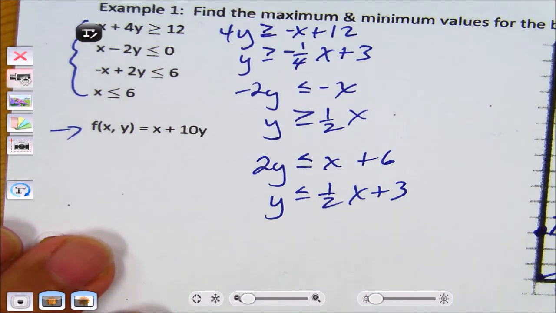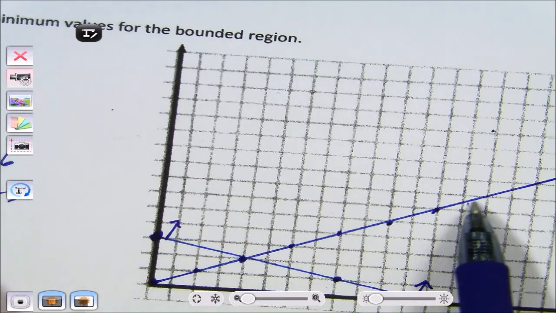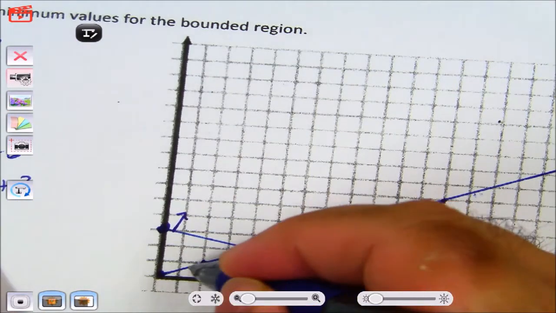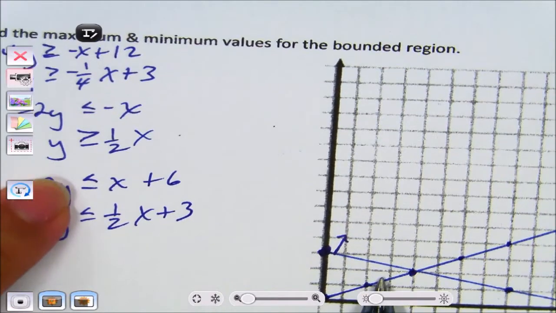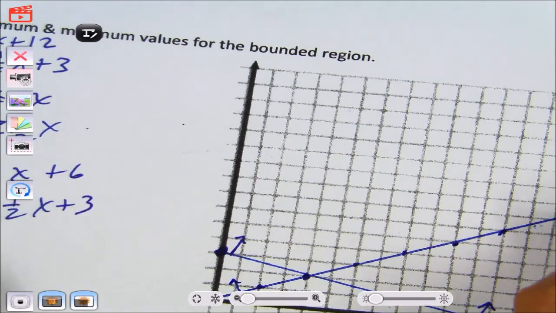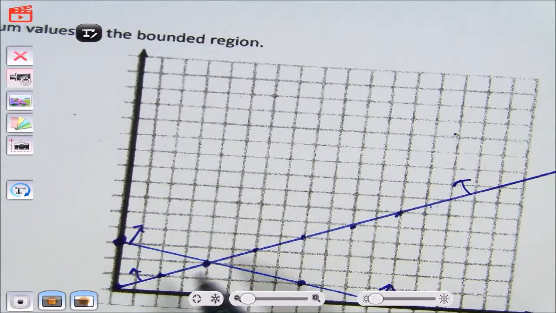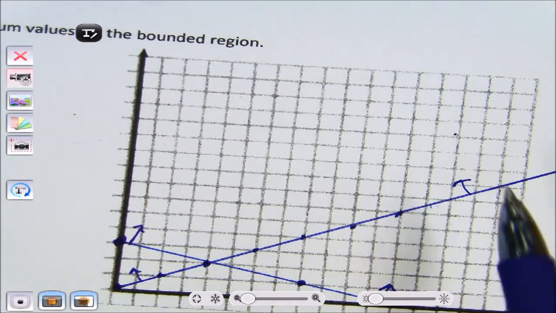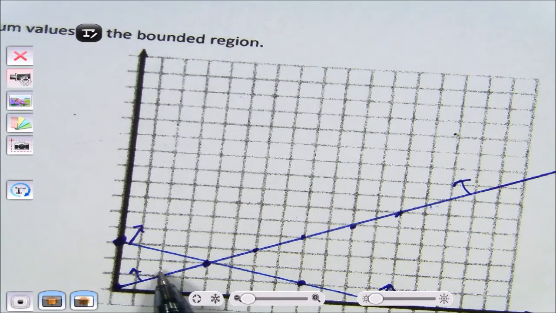So, I forgot to draw the arrows on this one. This was y greater than 1/2 x. I forgot to put the arrows on there. So those arrows. Right? So I want to shade above that. Okay? I wanted to do that before I forgot, or I did forget.